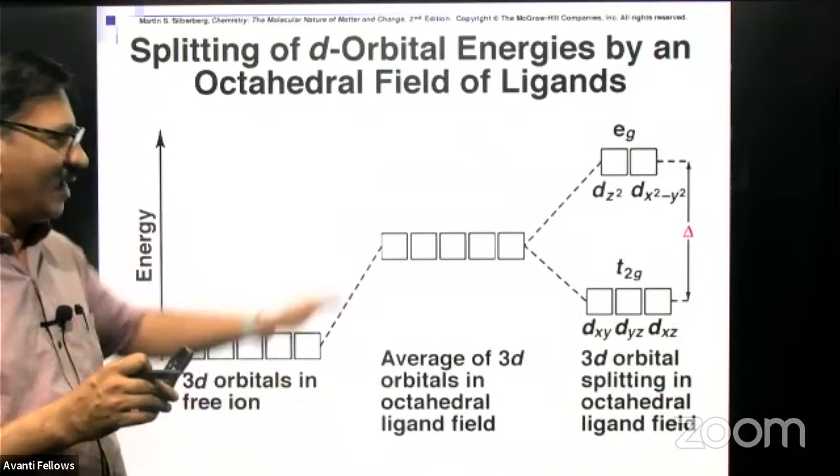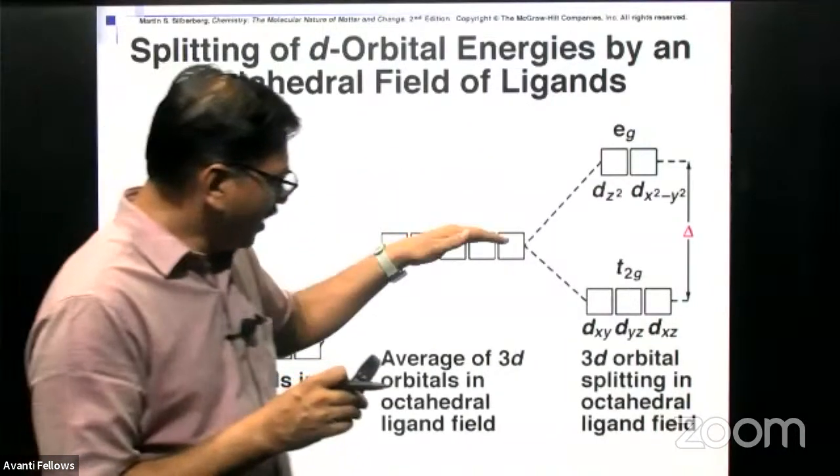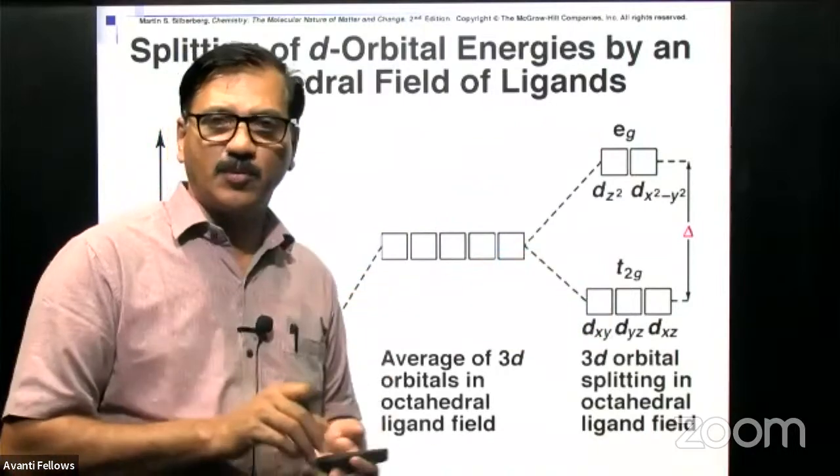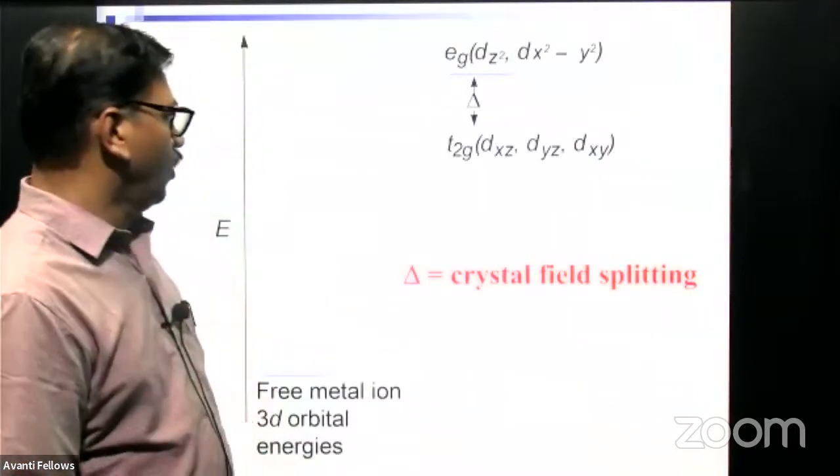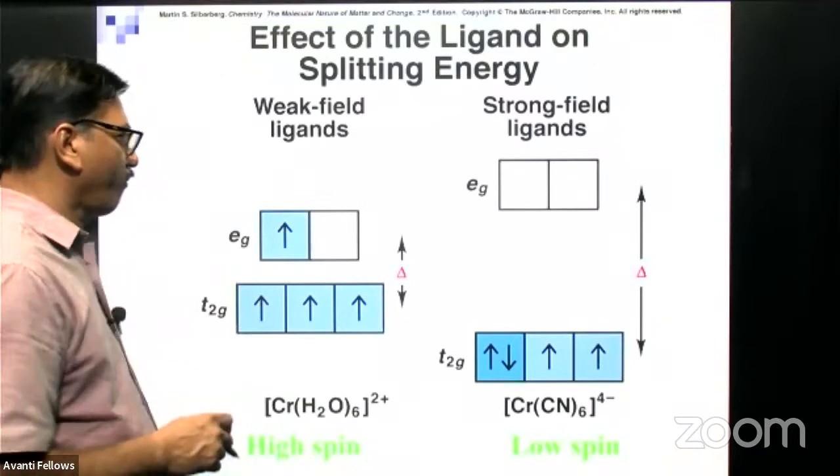After the approach of the ligand, energy increases. But among these two sets, the distribution is like this. Okay, this is called crystal field splitting.